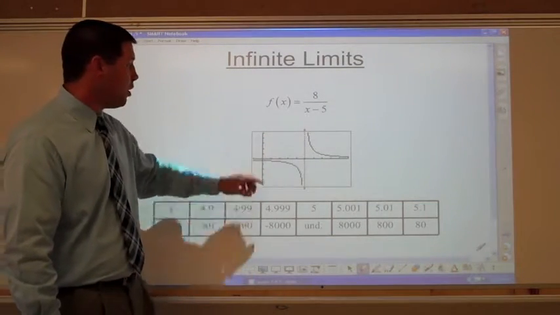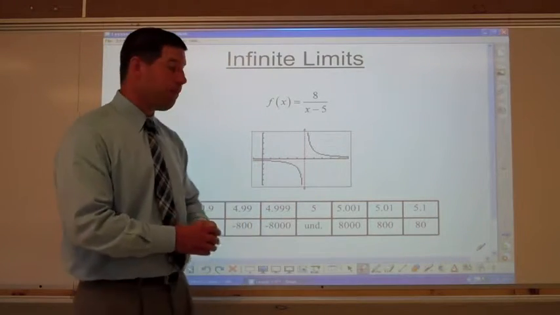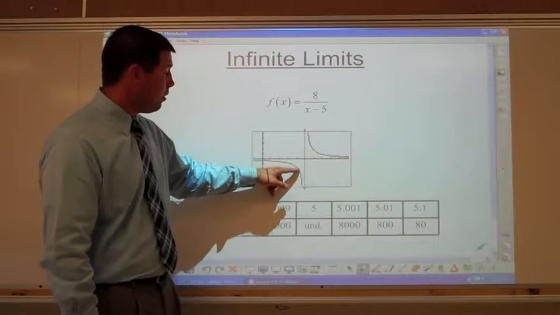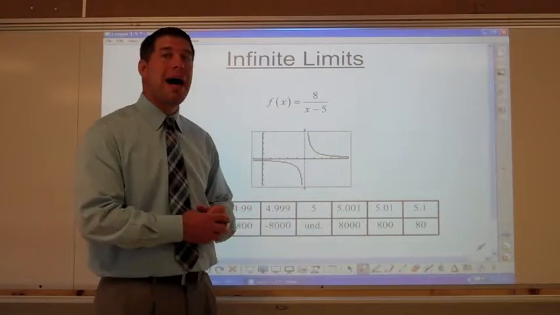Here's a little graph of the function. You see the function has a vertical asymptote at x equals 5. From the left side, the function approaches negative infinity. From the right side, the function approaches positive infinity.